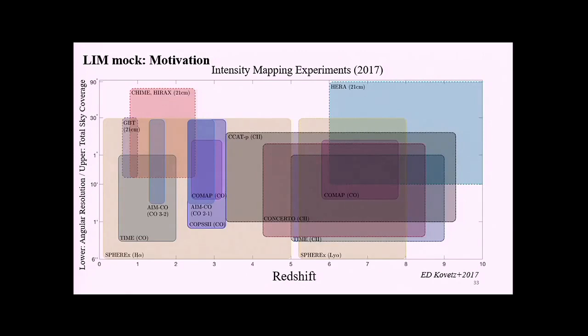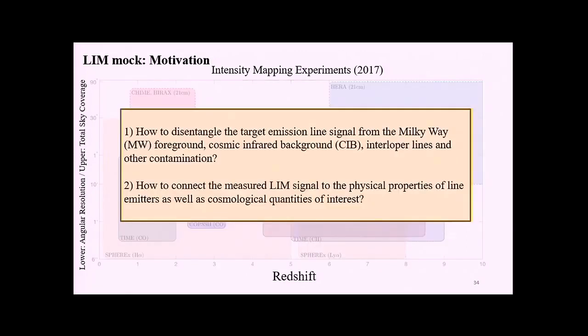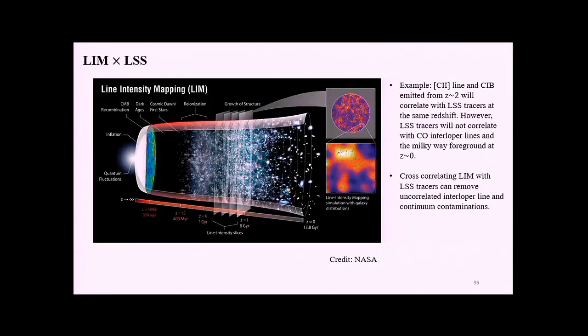The two main questions that the intensity mappers want to answer are, first, how can we extract this target signal from all those interloper line and continuum contaminations? And secondly, even if we can successfully extract the signal, how do we connect the signal with the physical properties of line emitters as well as cosmological quantities of interest? As one possible solution for the first question, cross-correlating line intensity mapping measurements with large-scale structure tracers can effectively remove uncorrelated interloper lines and continuum contaminations.